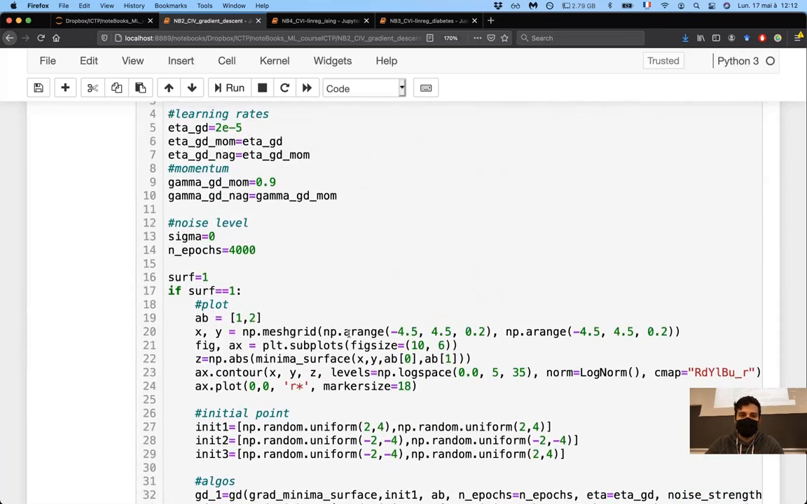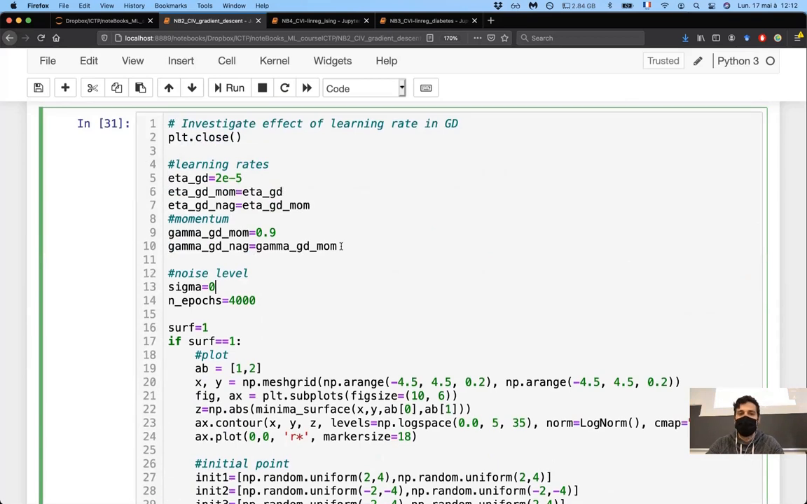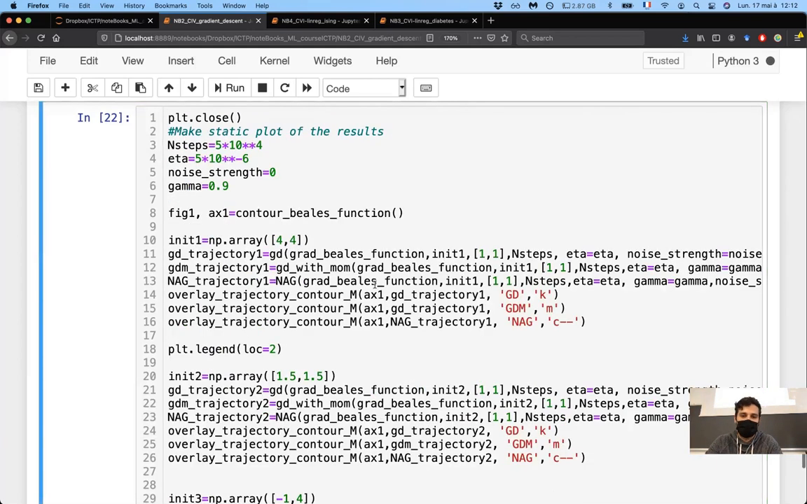So I have 4,000 epochs. Let's put a bit of noise. So both for NAG and gradient descent with momentum, the momentum is 0.9. It's an arbitrary value. Let's just check something, like a sanity check. If we have no momentum, the 3 dynamics should be similar. Should be the same, actually. Let's check. There is no noise.